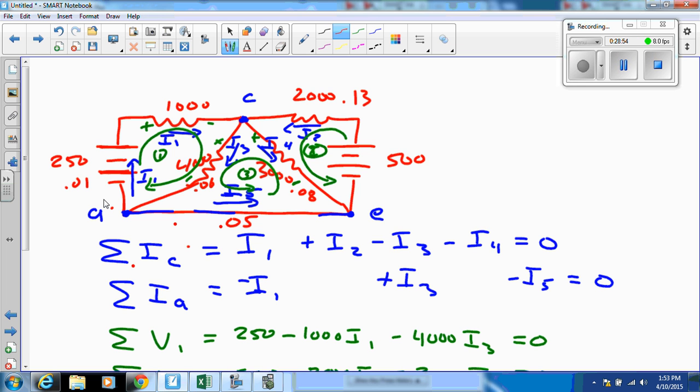Well, the question was, what is the current between A and E? And I labeled that as I5, so the answer is 0.05. When it asks for direction and magnitude, would you just say the direction is from A to E? Yeah. If this was negative, then it would be from E to A. Exactly. That's exactly it. Good.